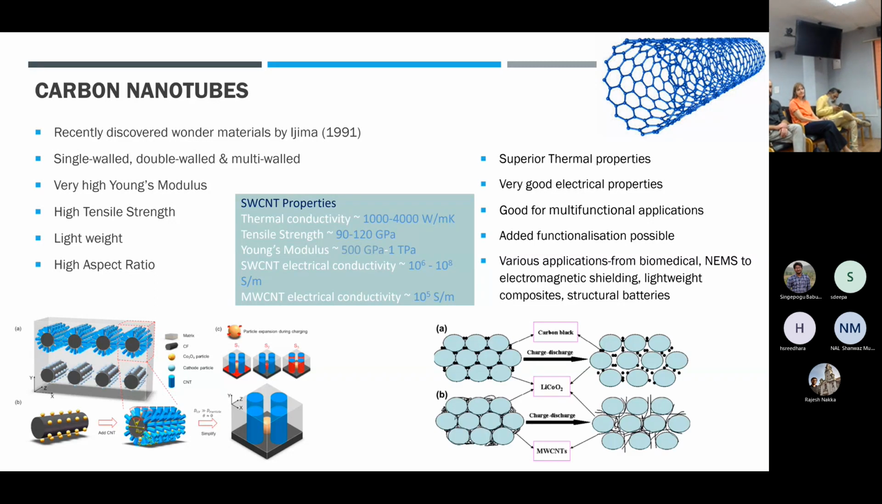There's also a work which shows that if you have fibers which are reinforced with multi-wall carbon nanotubes on their outer structure, and you take it through a charge-discharge process, this is how the carbon nanotubes behave upon charging and discharging. They will help to increase the surface area, and they will help to increase the reaction rate as well.